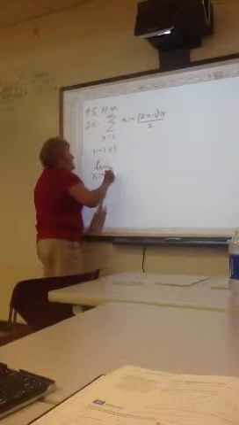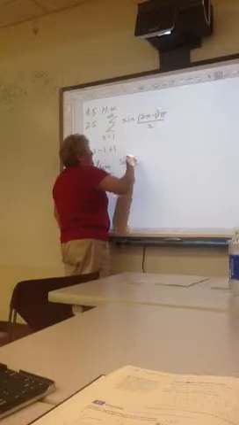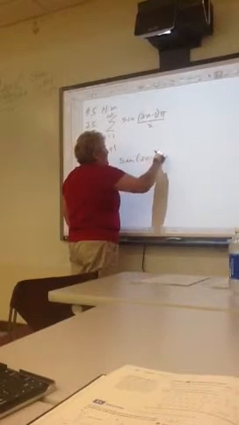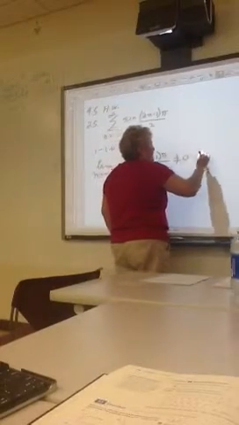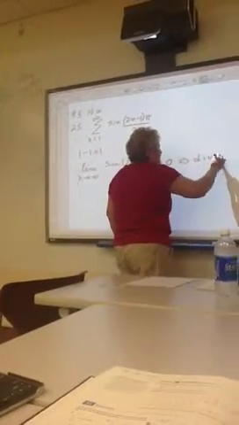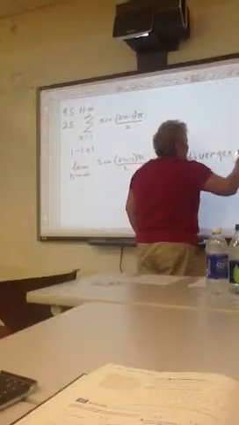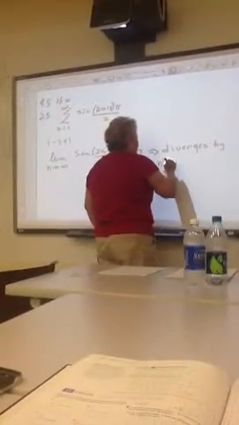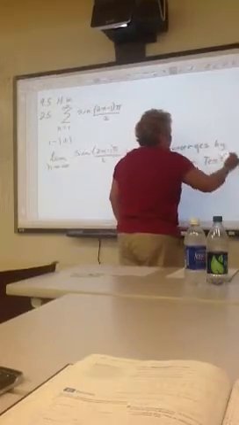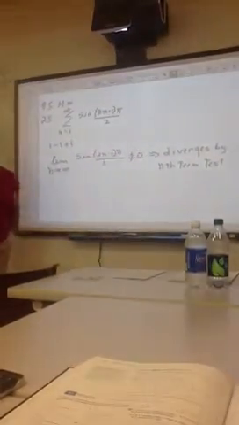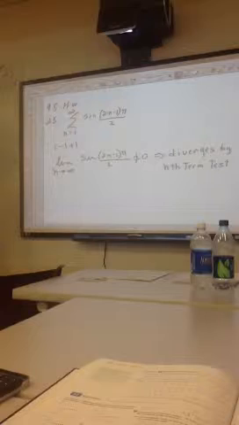Limit as n approaches infinity of sine of (2n minus 1) pi over 2 doesn't equal 0, which implies it diverges by the nth term test. So that's what I would have done for that one, if it was me.